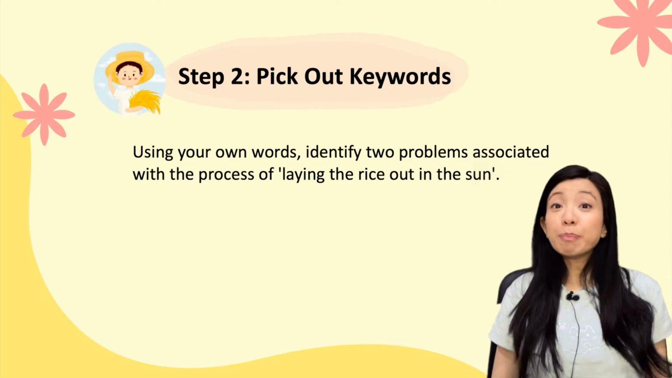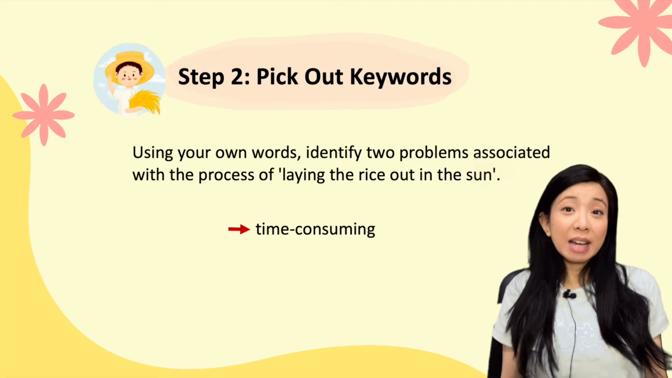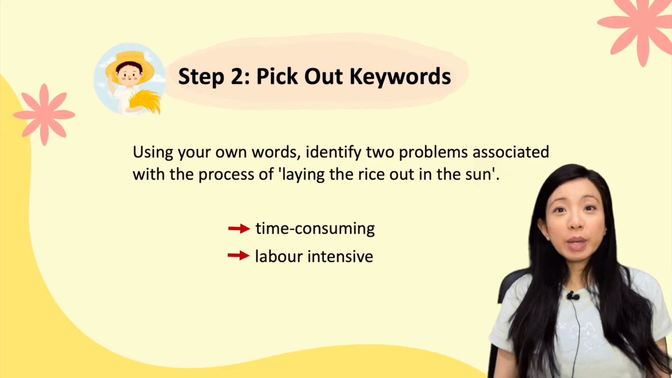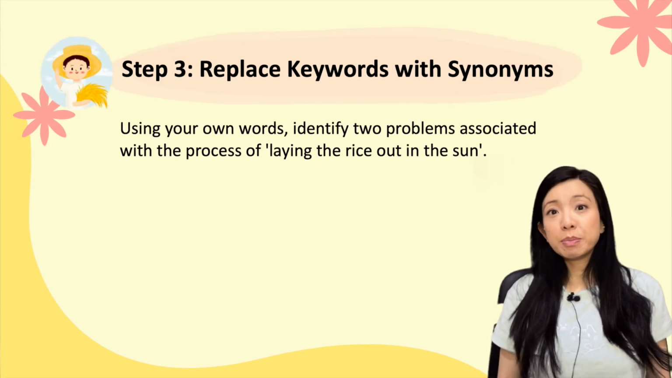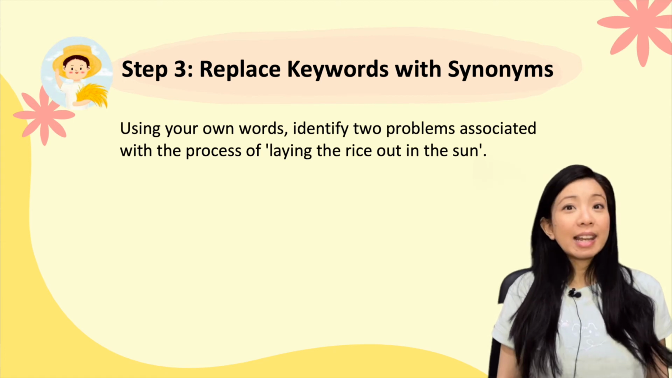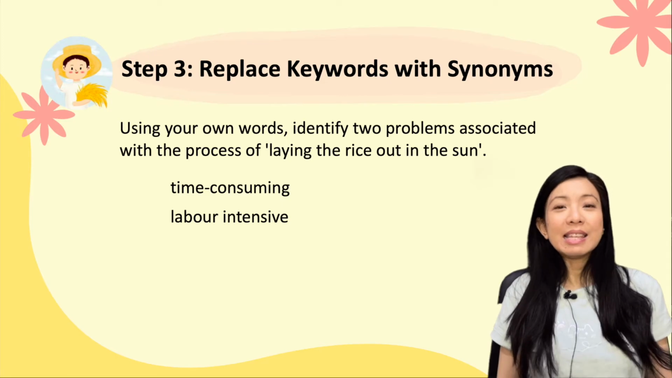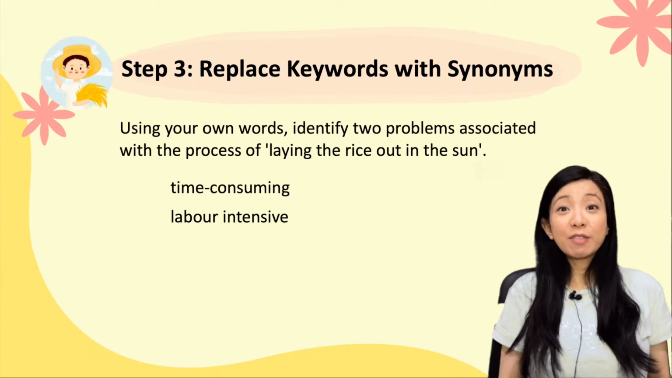So let's go on to step 2, which is to pick out the keywords in the details that we have found. Well, obviously I've already picked out time-consuming and labor-intensive, so these are my 2 keywords. So we can move on to step 3, which is to replace the keywords with suitable synonyms. Once again, I'd like you to pause this video and think about how you can rephrase these 2 keywords. Okay, let me show you how I have done it.